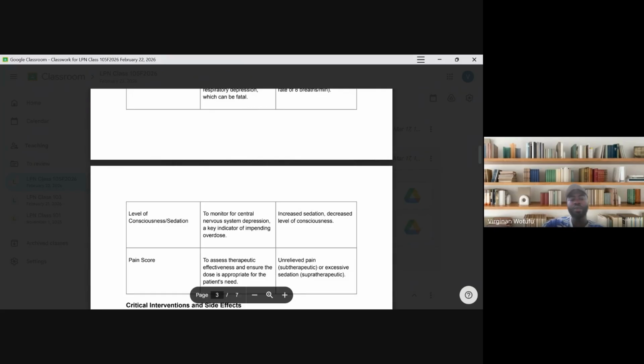Another key assessment we have is the pain score. Since the medication is given to treat pain, we have to also assess the pain score. If the medication is providing its desired effects, like it's relieving the pain, good. If it's not relieving the pain, then we know either the patient has developed tolerance to the medication, or the dose is not enough to relieve the pain, right? And in case of excessive medication or toxicity, you have excessive sedation, right?